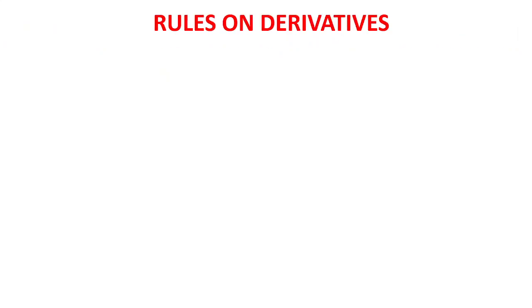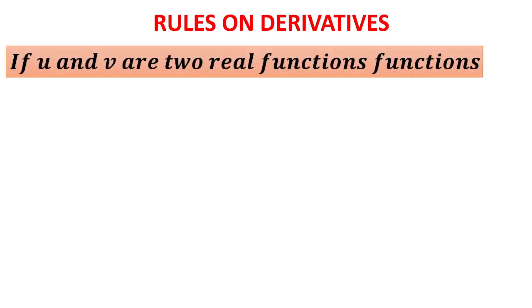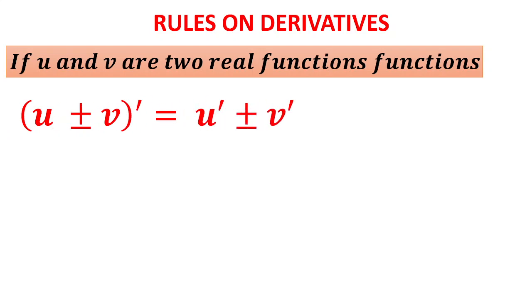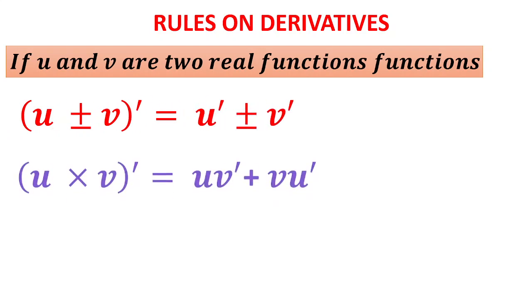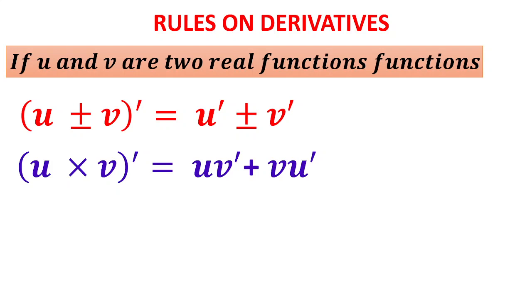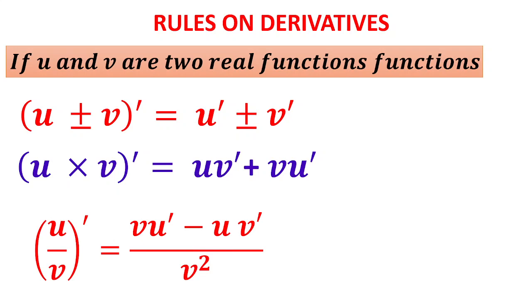Before we learn about the second order derivative, let us recollect the rules on derivatives. If u and v are two real valued functions, (u plus or minus v)' is u' plus or minus v'. The derivative of uv is u v' plus v u'. Keep the first, differentiate the second, plus keep the second, differentiate the first. Then this is the quotient rule: the derivative of u by v is (v u' minus u v') upon v square. Denominator square, denominator into derivative of the numerator minus numerator into derivative of the denominator.